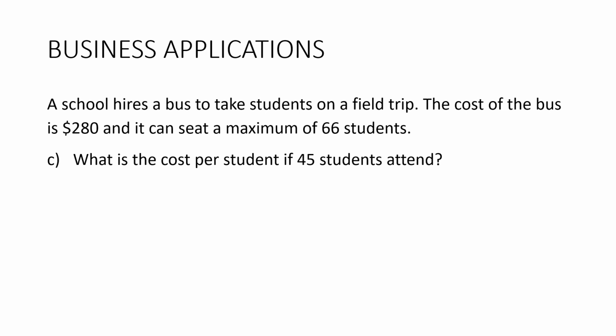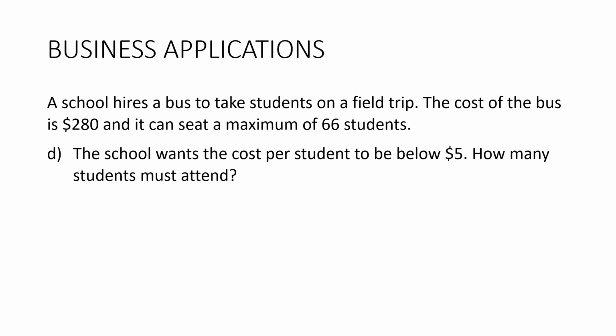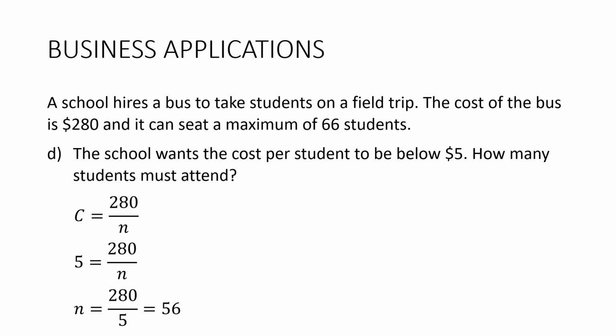C, what is the cost per student if 45 students attend? We just want to substitute in n equals 45. There it is. The cost is $6.22. And finally, the school wants the cost per student to be below $5. How many students must attend? So this time we're going to substitute in C is equal to 5. Now what we're going to do here is switch these around. So n will equal 280 divided by 5, which is 56. So 56 students have to attend.